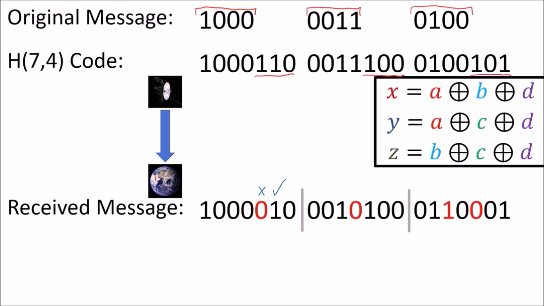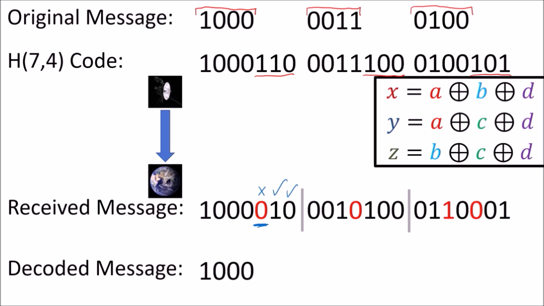So here, only the X bit is wrong, which indicates the error was probably the X bit. Here, the X, Y, and Z bits are all wrong, and since the D bit is in all of these 3 equations for X, Y, and Z, that indicates that the D bit is probably the one that was wrong, so we can flip the D bit to fix the mistake.